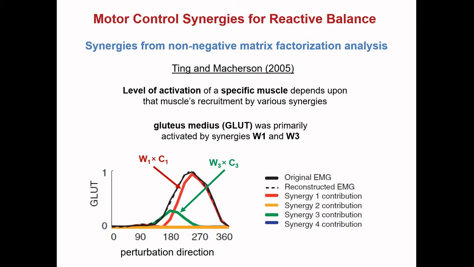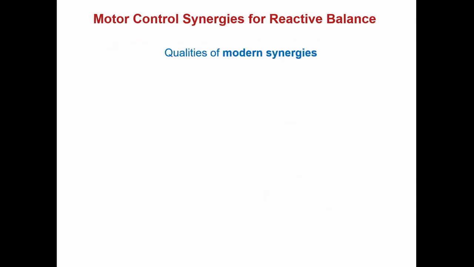So, for example, if we look at the 200-degree perturbation direction, we see that synergy 1 is requesting about a 75% activation of the muscle, and that synergy 3 is requesting about a 20% activation of the muscle. This produces an overall muscle activation of 95% of max. There are some general takeaway points from the non-negative matrix factorization theory of muscle synergies.